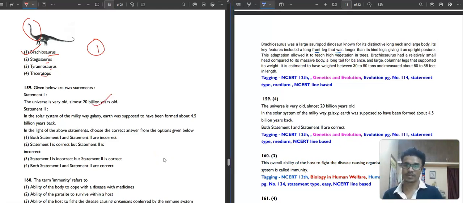Then in the solar system of the Milky Way galaxy, Earth was supposed to have been formed about 4.5 billion years back, which is also correct. So both the first and second statements are correct. It is factual. You can't do anything about it. Nothing to understand. You have to remember this. So the fourth option is your correct answer.